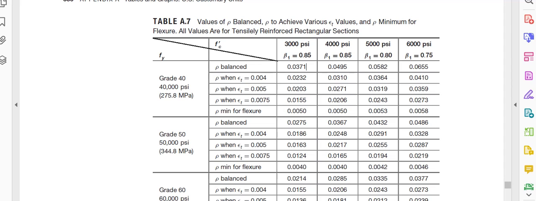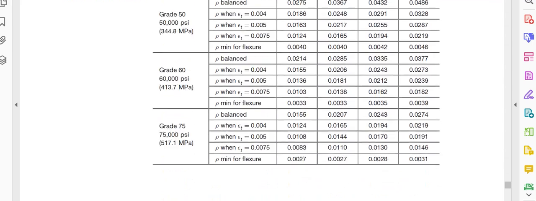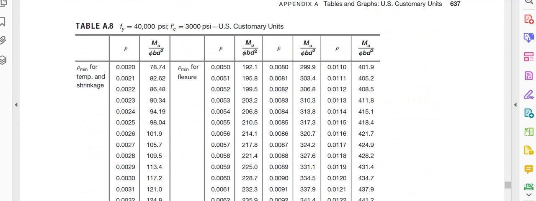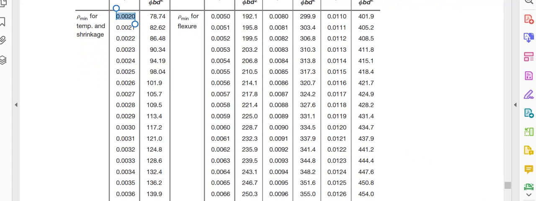Some other discussion we need for our designing, something else maybe in the next chapter. You can see here rho min for temperature and shrinkage. So for this strength of concrete and this strength of steel, we cannot provide less than this for our temperature. It is not for the flexure. Flexure is a little higher.